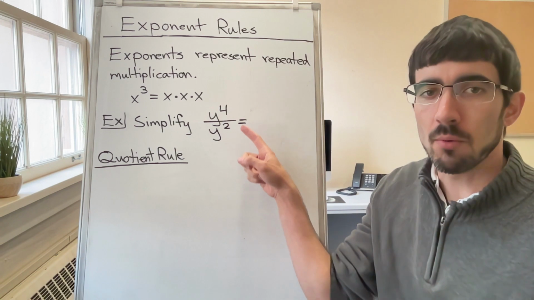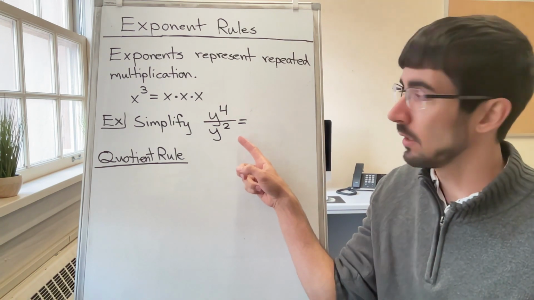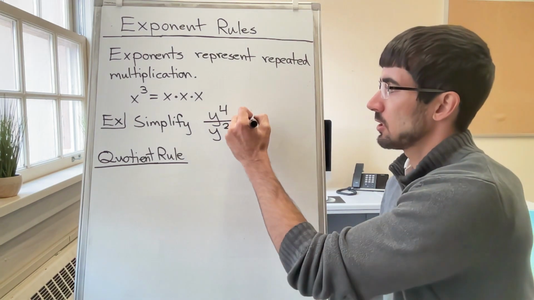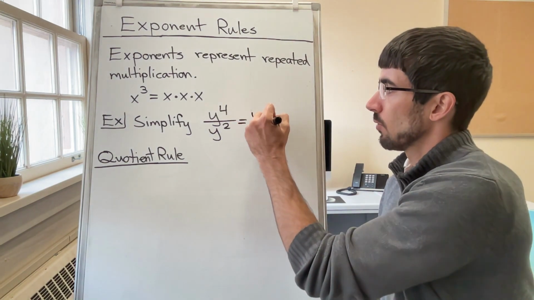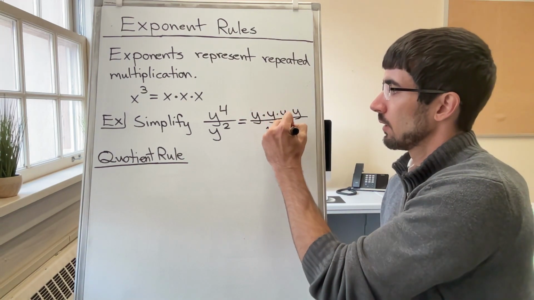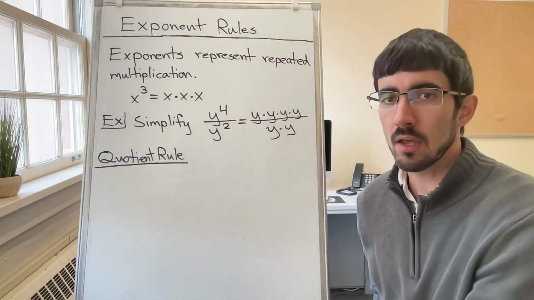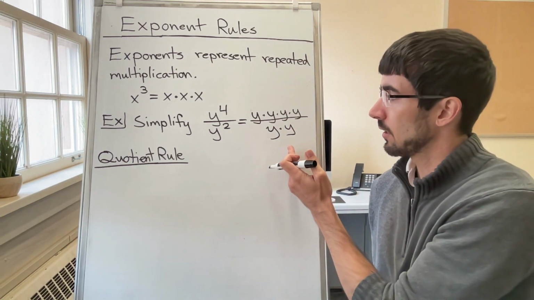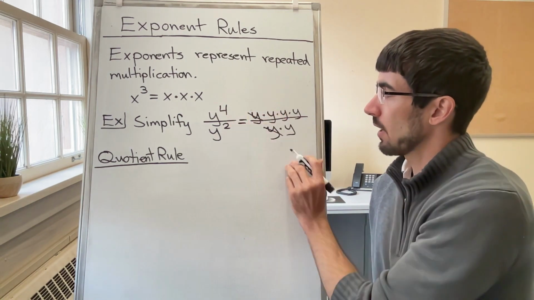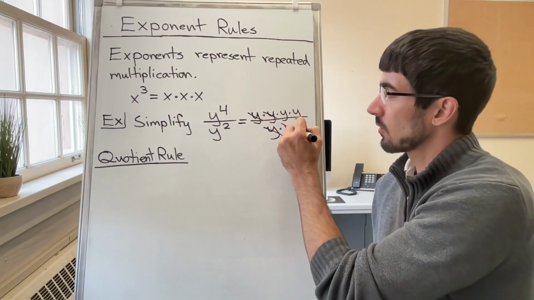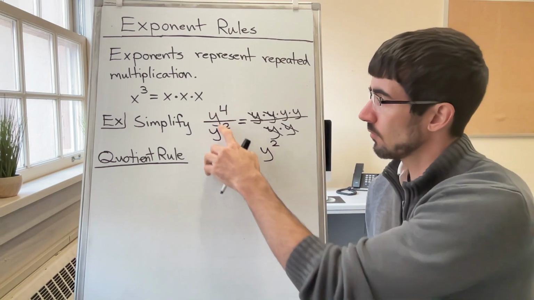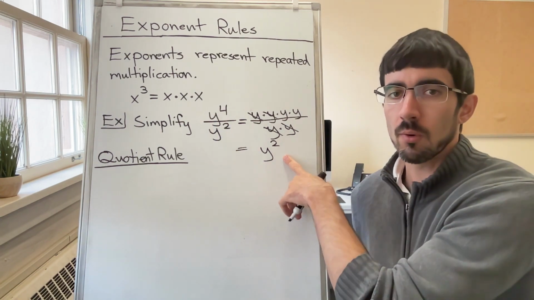We want to simplify y to the fourth over y squared. Each of these represents some repeated multiplication. So let's expand each of those terms. Y to the fourth is y times y times y times y. Y squared is y times y. Now we know that to simplify an expression like this, we divide out common factors. So I can divide out a common factor of y and another common factor of y, and what remains is simply y squared. So y to the fourth over y squared equals y squared.